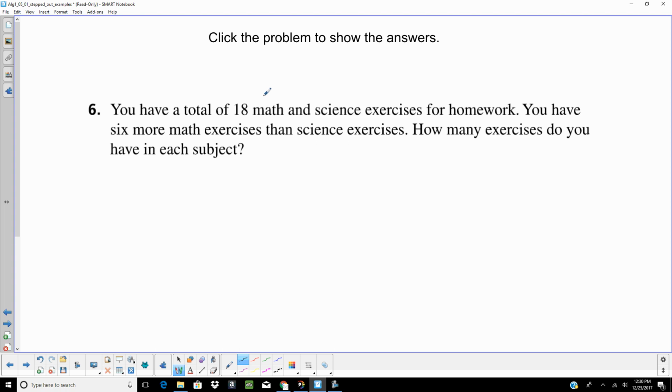Well, let's let math be x and science be y. And you have a total of 18. So x plus y would be 18. And then we have 6 more math than science. So science plus 6 is going to equal math. Take a second, hit pause. Let's see what you get.